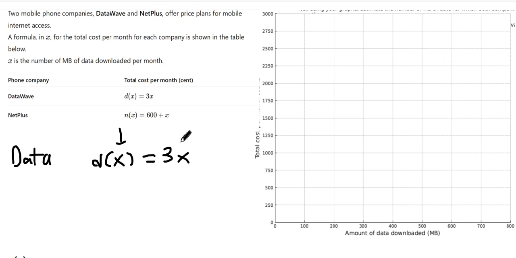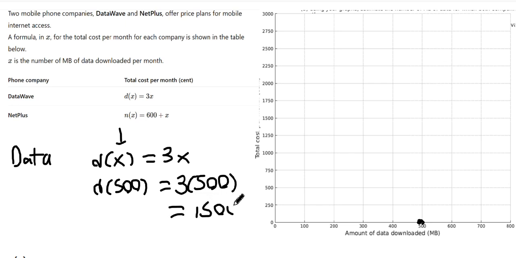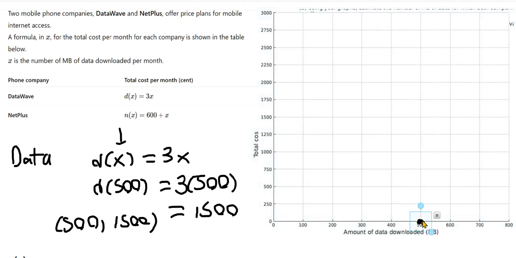A classic example would be an input of 500. The output would be 3 multiplied by 500, which is 1500. So that would be the point (500, 1500), and we can put that point on our graph. There's 500, 1500.